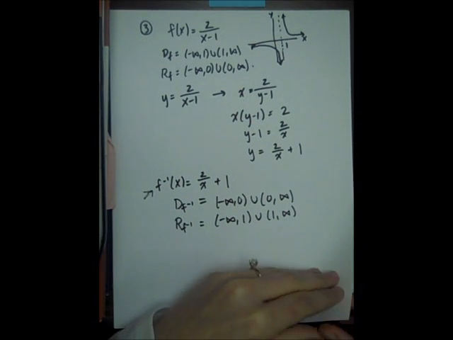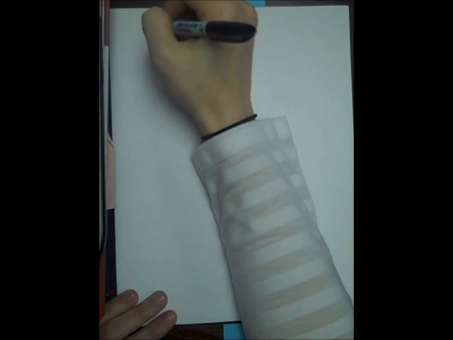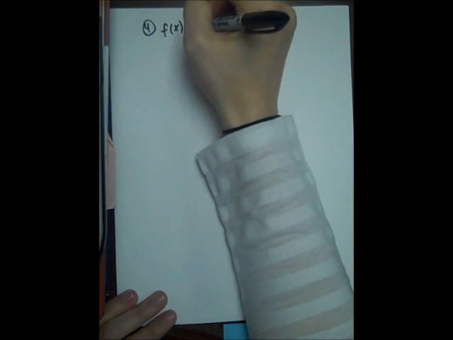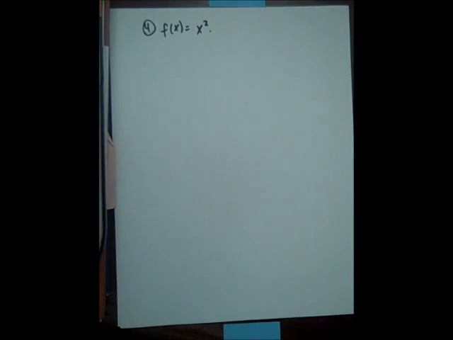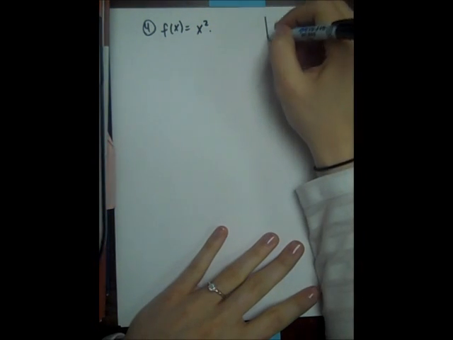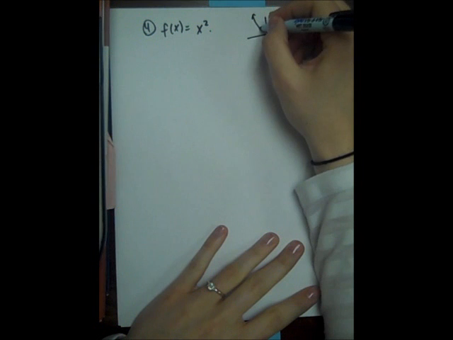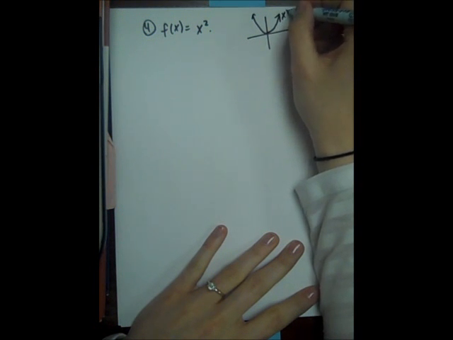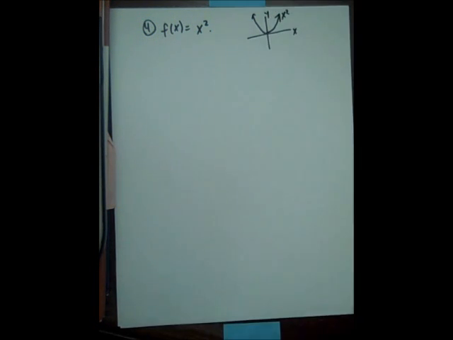Okay, and let's do one more. How about f of x is x squared? Again, first thing to ask ourselves, is this 1 to 1? Does it pass the horizontal line test? Here's x squared, here's x, here's y. Does this pass the horizontal line test? Definitely not. So this is not invertible as it is, but let's go ahead and restrict the domain.